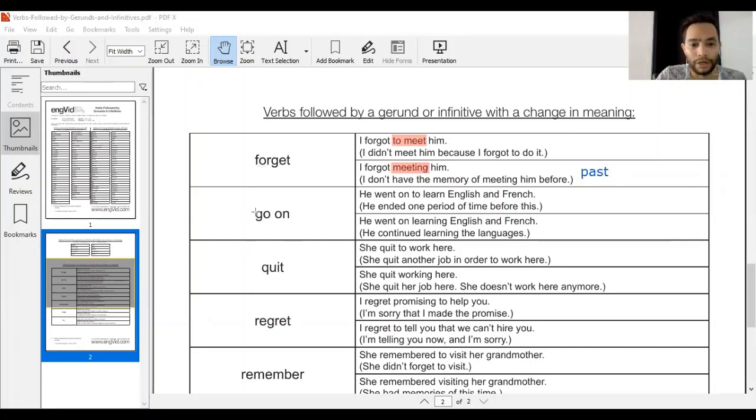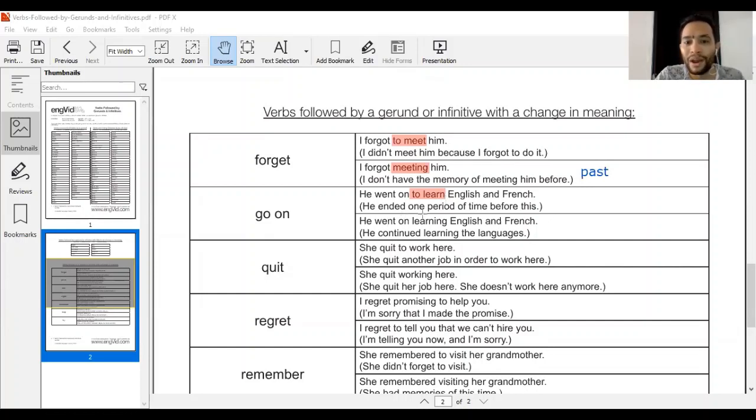Now, go on. Go on can be used with both, meaning with gerund and infinitive too. Let's see the example. So, he went on to learn English and French. To learn, right? He went on to learn English and French.